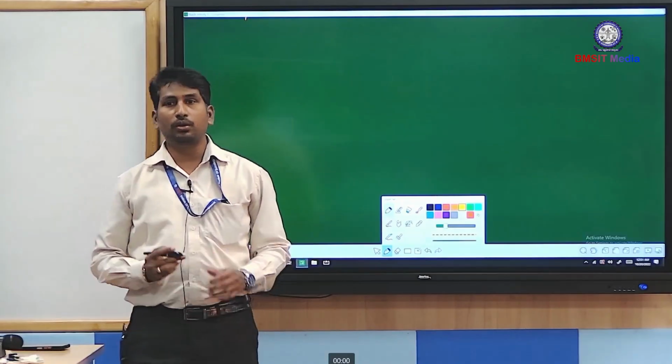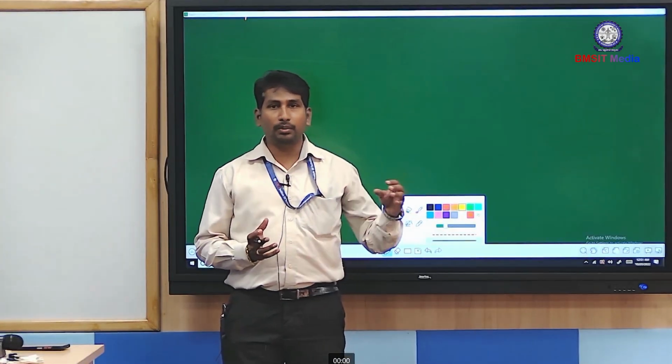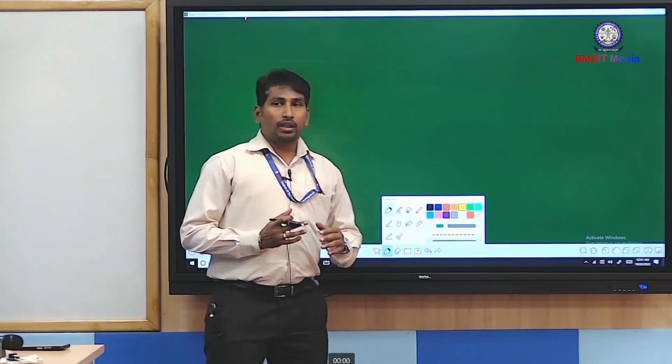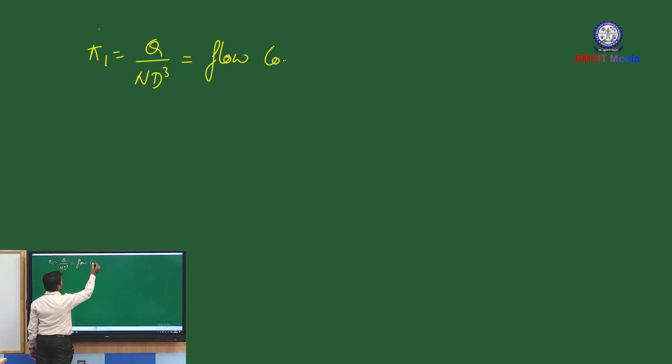Now we have seen how to group the number of variables involved in a particular process or phenomenon. Now each pi term indicates what? We got 3 pi terms for a particular problem, correct? Pi 1 is equal to Q by N D cubed. This is called the flow coefficient.